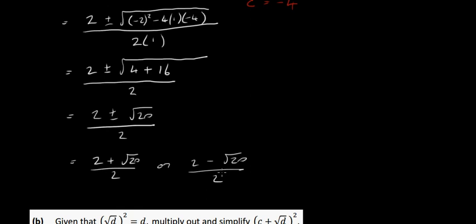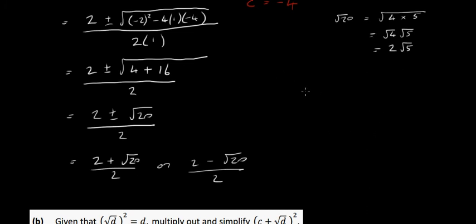Now we were asked to give these roots in a particular format, a plus or minus the square root of b. So if I just look at the square root of 20, that's going to be the square root of 4 times 5. So that's the square root of 4 times the square root of 5. Square root of 4 is 2, so that's 2 root 5. Your calculator will do this for you as well anyway.